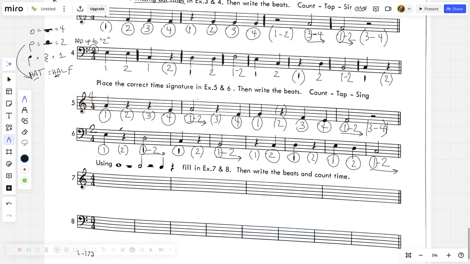Here's number 6. Here's what it sounds like. Ready, set, here we go. 1, 2, 1, 2, 1, 2, 1, 2, and off. One more time. Ready, set, here we go. 1, 2, 1, 2, 1, 2, 1, 2, and off.